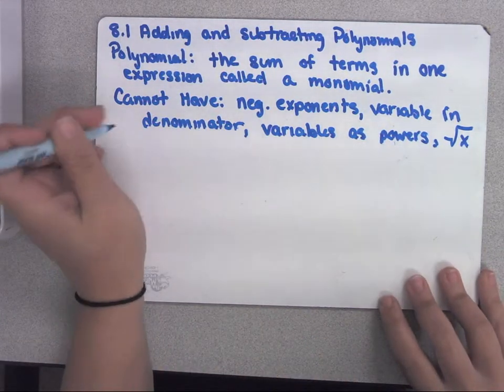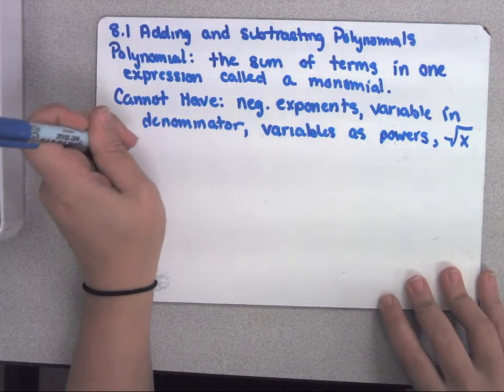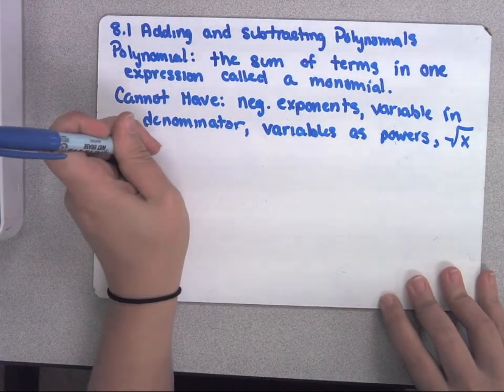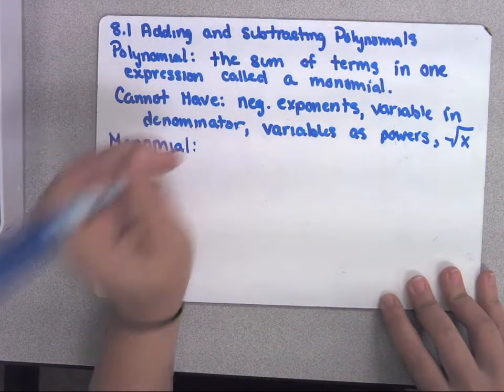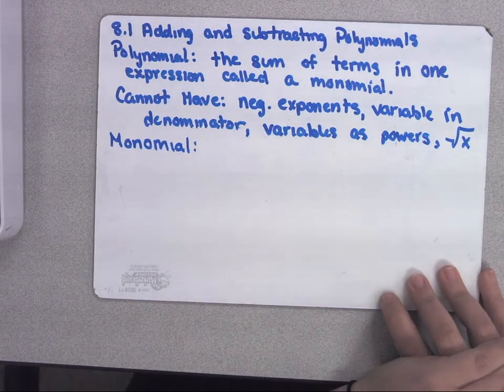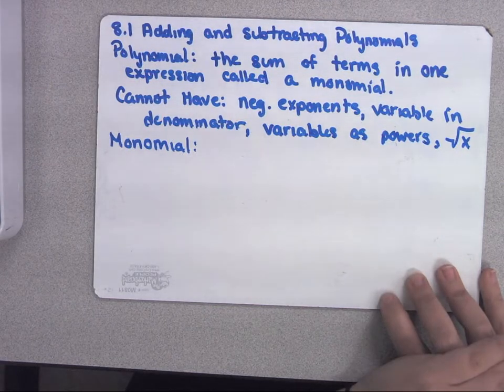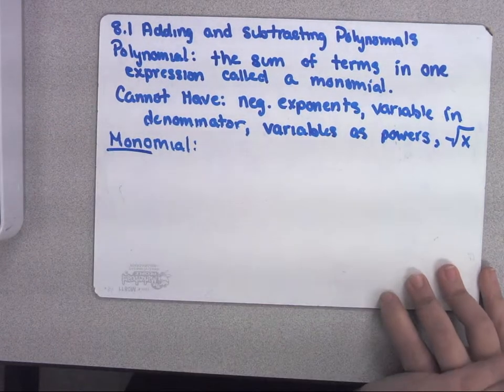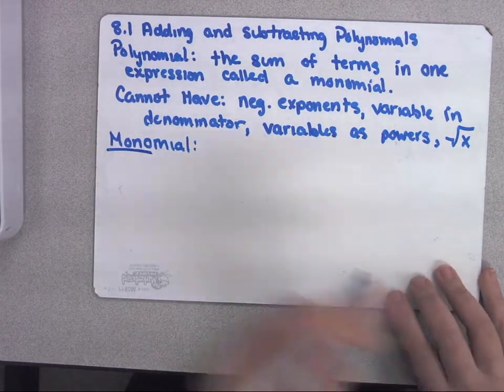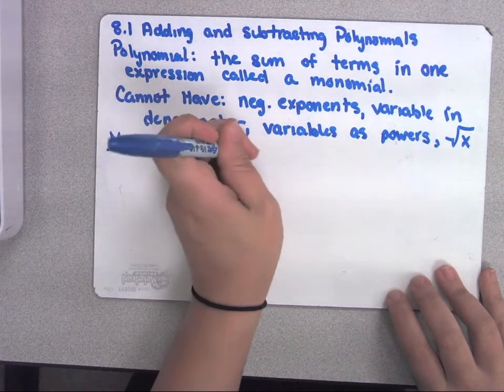Okay, different types of polynomials. First kind is called a monomial. M-O-N-O-M-I-A-L. It's pronounced like meal, like a thing you eat, but it's not spelled that way. Mono means one. So it's one term.